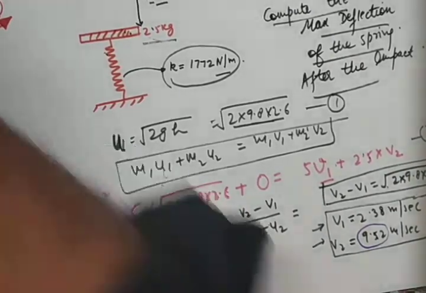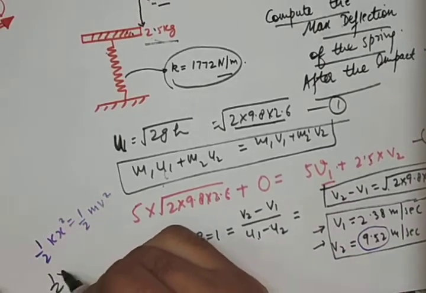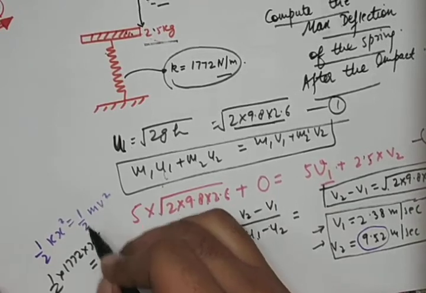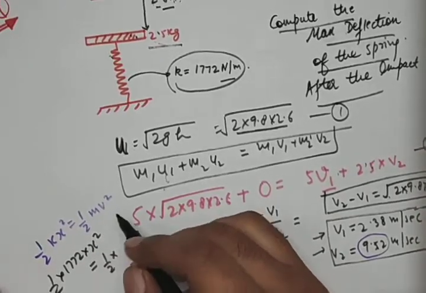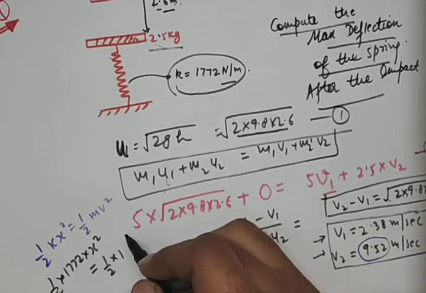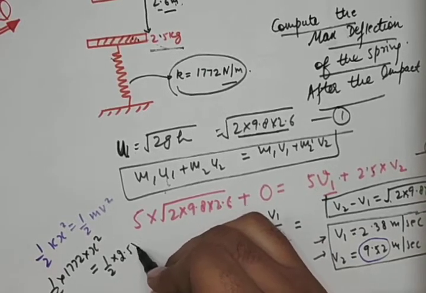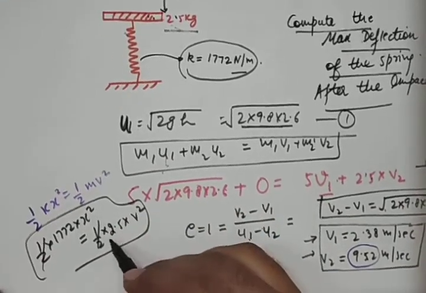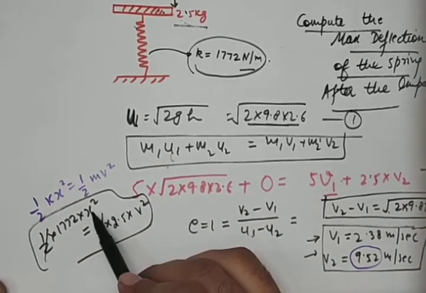Then half k is also given, 1172, so half k x squared equals half m v squared, where m is the mass of the body, 2.5 kg, and v is the velocity. From here, the halves will cancel out and x can be found.